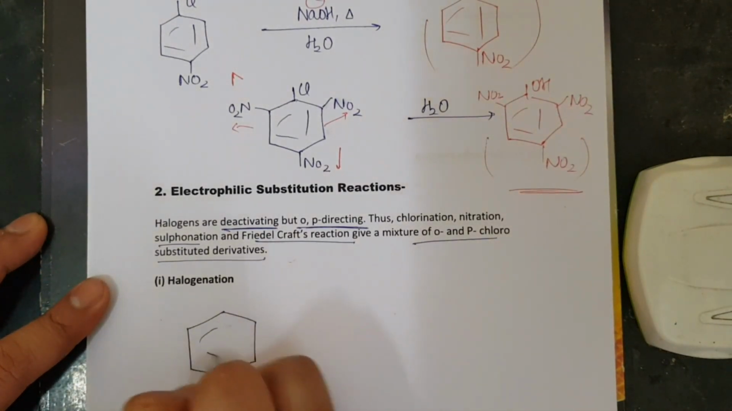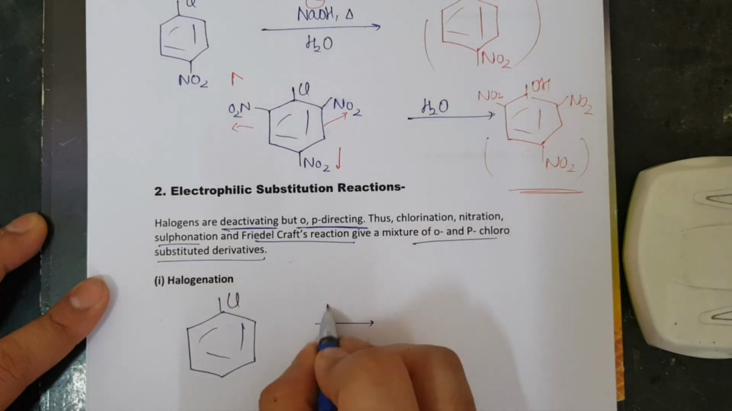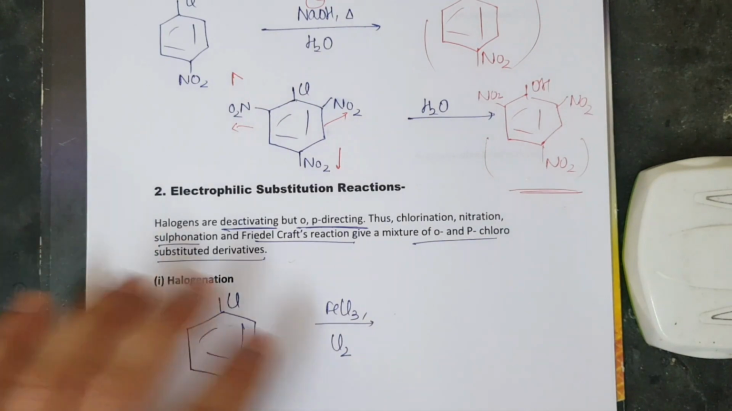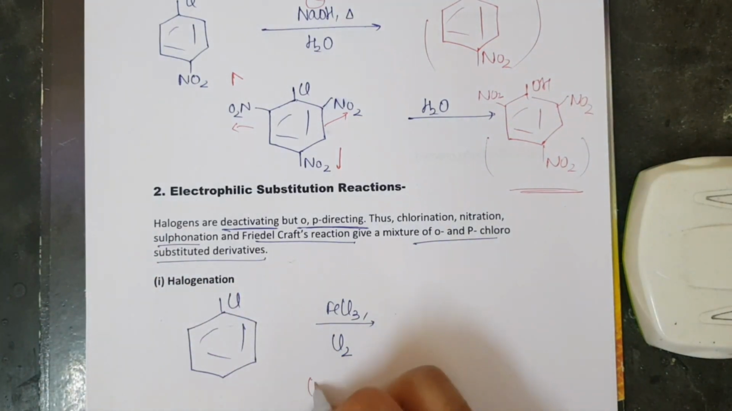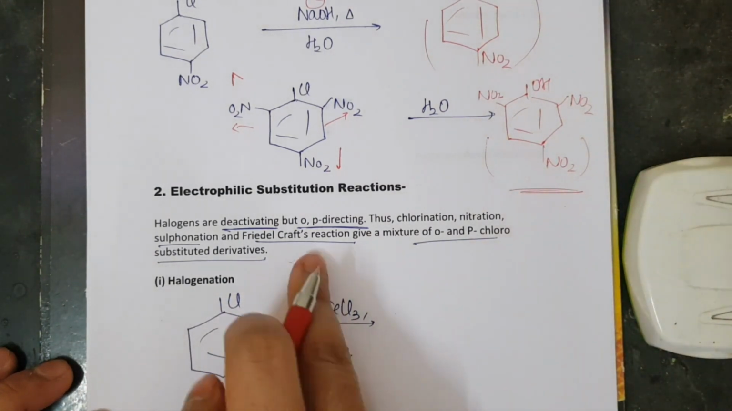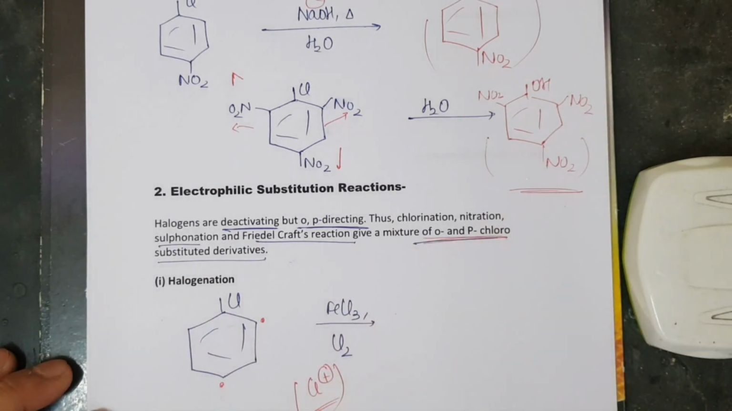Like for example, I have been given chlorobenzene. I take FeCl3 and Cl2. So you can guess, I have told you what is going to happen. We get the formation of Cl plus, which will be the electrophile. I have told you the mechanism. Cl plus can go and react at the ortho or at the para position. Okay, so we get the mixture of these two.